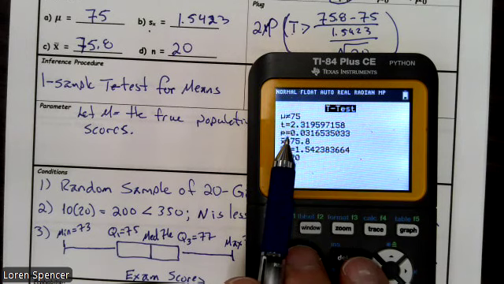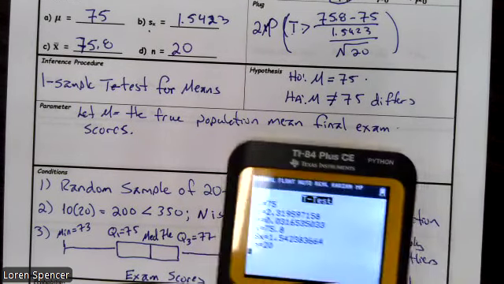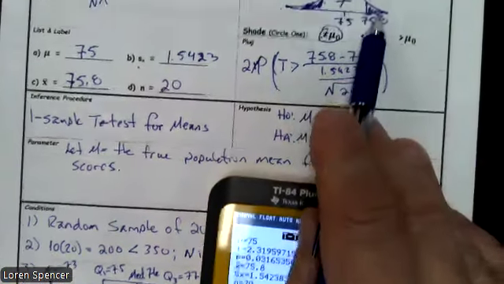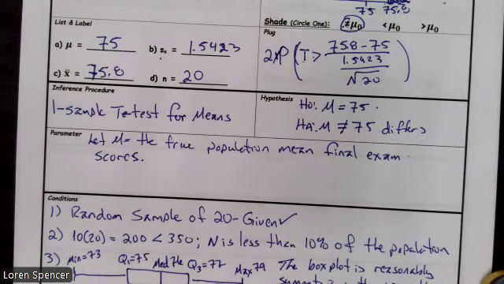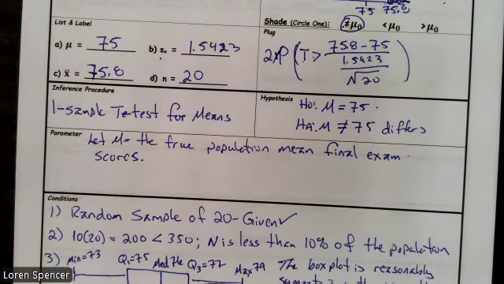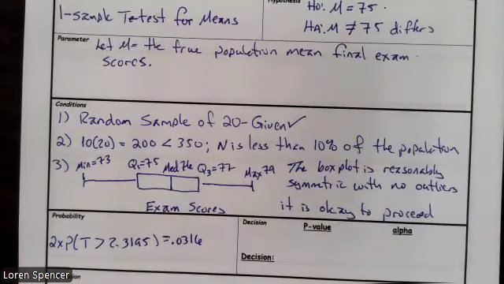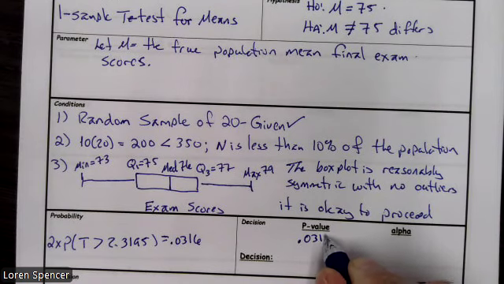And we get 2.319. Now, this is 2 times the probability that T, and remember, this is shaded up, so we're going to use the greater than, 2 times the probability that T is greater than 2.3195. There's that. Equals a p-value of 0.0316. So here's my p-value, 0.0316.